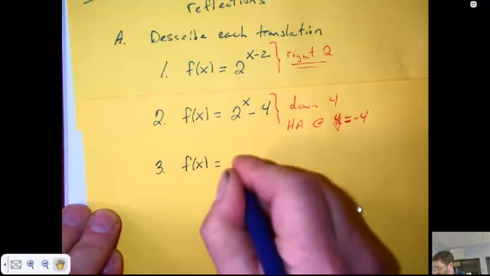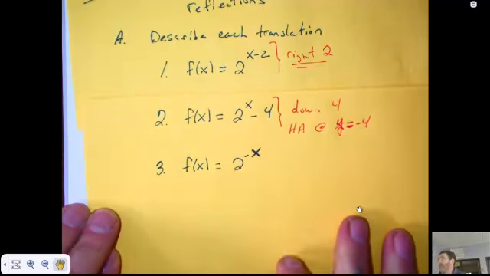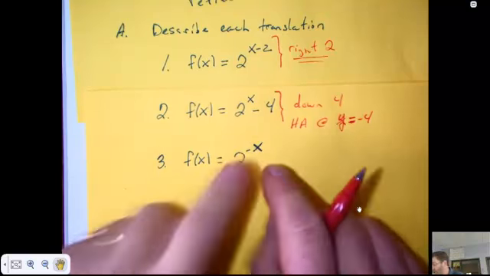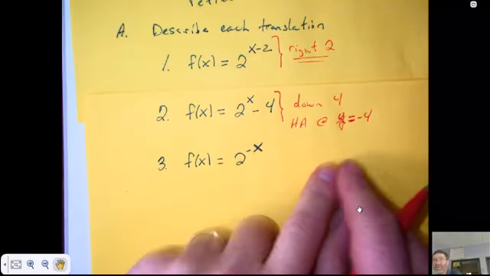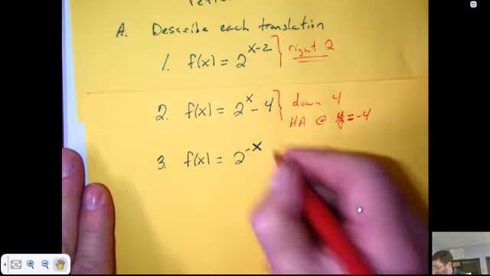F of x equals 2 to the negative x. What happens if I take the x times the negative? What's that going to do? Reflect it where? Yeah, so think of it this way. I'm taking all the x values and moving them to the other side, right? It reflects it across the y-axis.